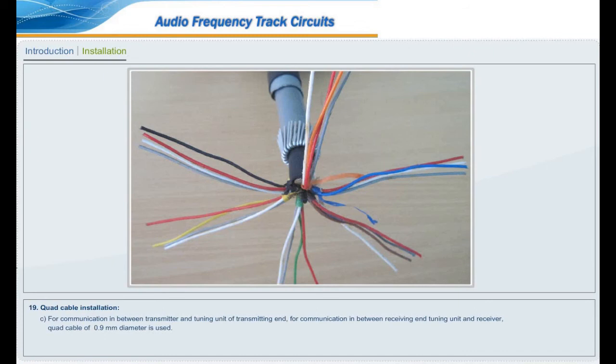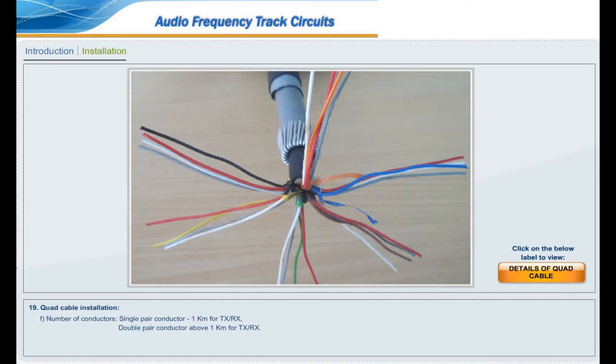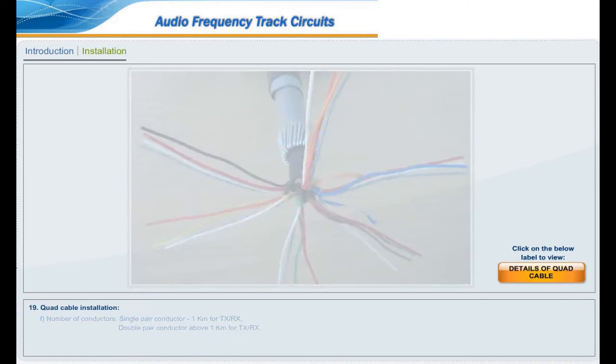For communication in between transmitter and tuning unit of transmitting end, and for communication in between receiving end, tuning unit and receiver, quad cable of 0.9 mm diameter is used. In new installation, 1.4 mm diameter quad cable is also used. Maximum feeding distance is 3.5 km. Number of conductors: single pair conductor up to 1 km for TX and RX; double pair conductor above 1 km for TX and RX.